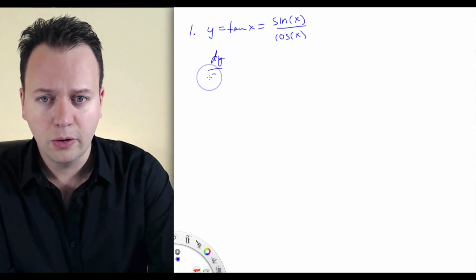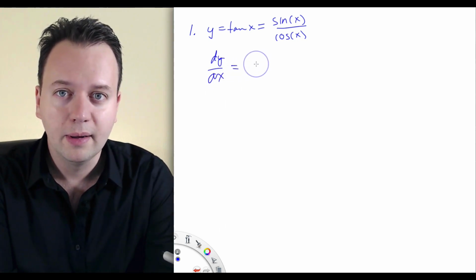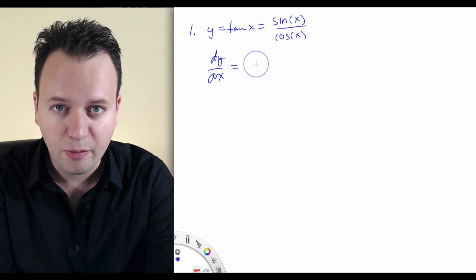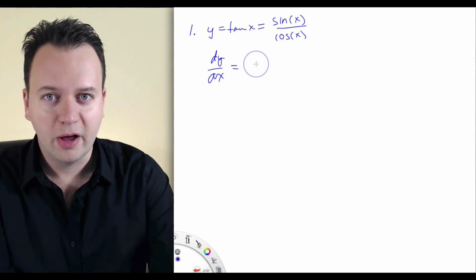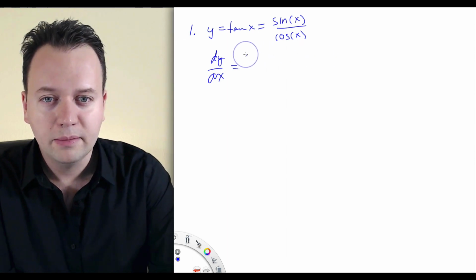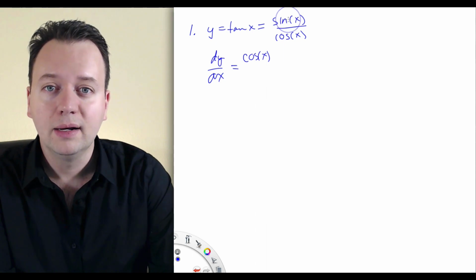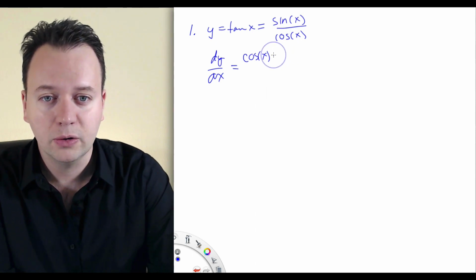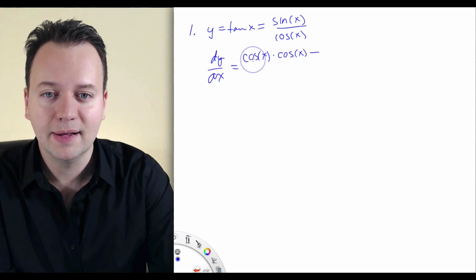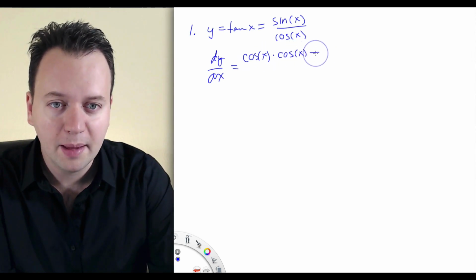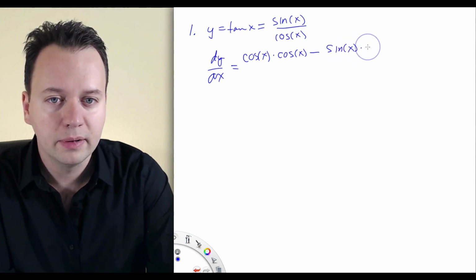So the quotient rule says that dy dx is the bottom times the derivative of the top minus the top times the derivative of the bottom divided by the bottom squared. So it just rolls off the tongue like that. So bottom is cosine of x times the derivative of the top. Now the derivative of sine is cosine, so cosine of x times cosine of x, and then minus, so that's the bottom times the derivative of the top minus the top times the derivative of the bottom.